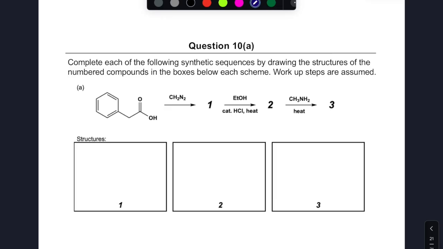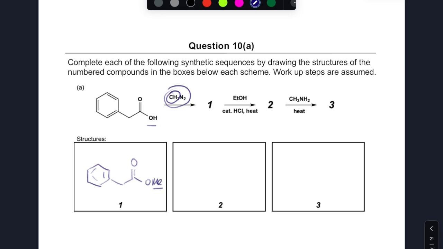So for this section, we're asked to go through and provide the simple structures after each transformation. So starting from a carboxylic acid with diazomethane, remember these are our methylation conditions with diazomethane. That's where we're using the carboxylate as my nucleophile. So it's going to be the same structure we started off with, except O-methyl at that step.